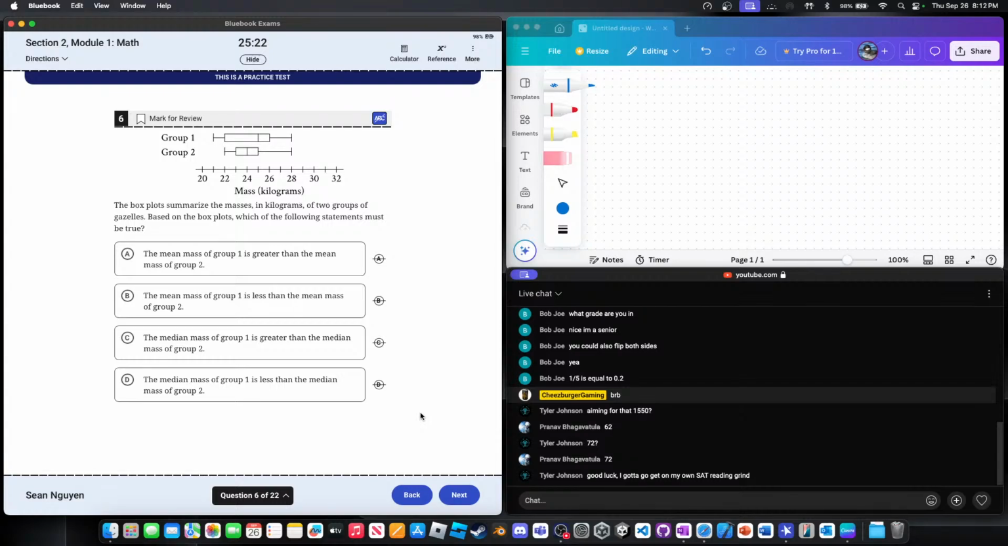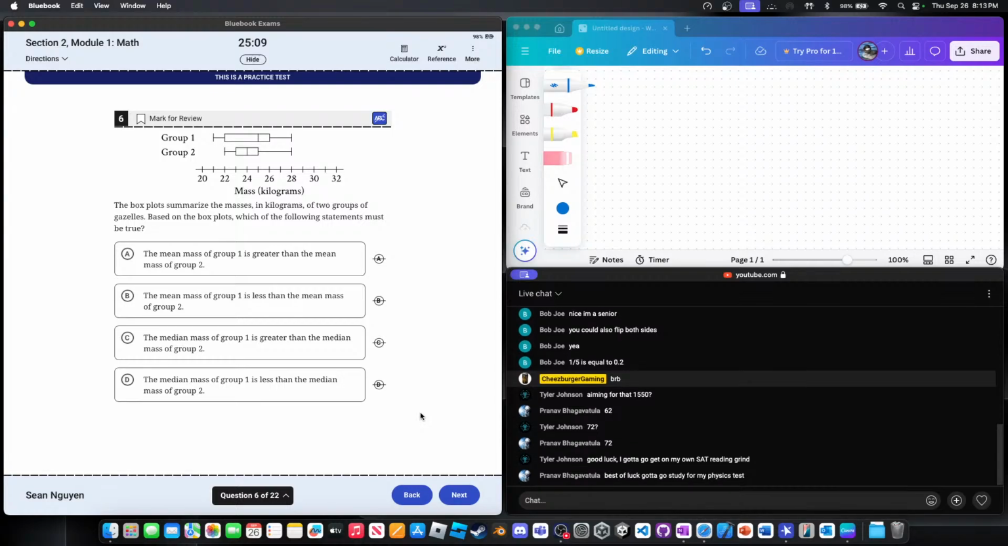Okay, the box plot summarizes the masses in kilograms of two groups of gazelles. Okay, based on the box plots, which of the following statements must be true? The mean mass, the median mass.